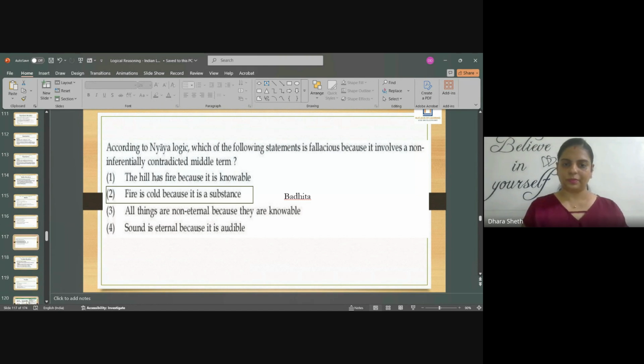The hill has fire because it is knowable. All inclusive, non-exclusive, middle term: all things are eternal because they are knowable. Sound is eternal because it is audible. We learned them in other policies, right? So you need to remember which statement comes in which policy.